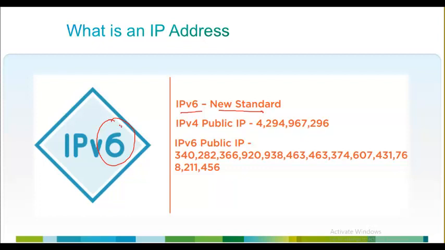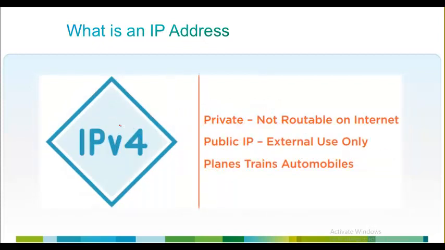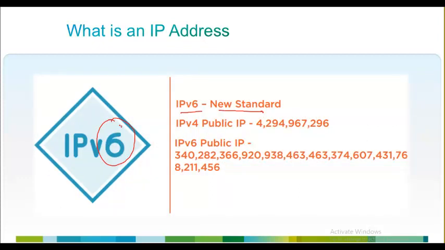Not only that, now vehicles like planes, trains, automobiles, they're all now tracked with the help of IP addresses. So the usage of IP addresses has grown bigger. Now managing with IPv4 is not possible. It's only 4 billion IP addresses you get, not 6 billion, 4 billion. We get only 4 billion IP addresses, which is not okay, not sufficient.